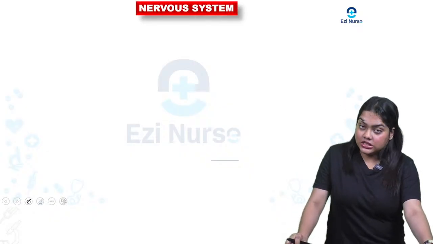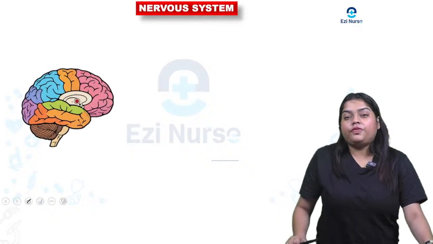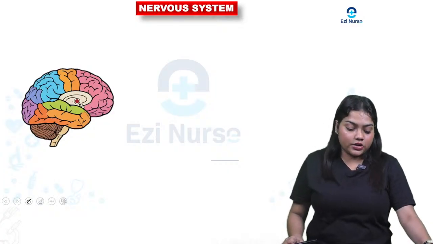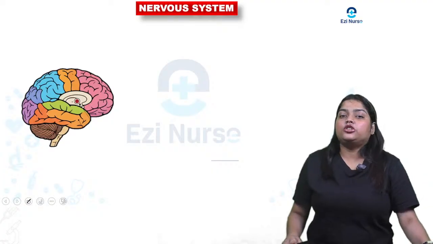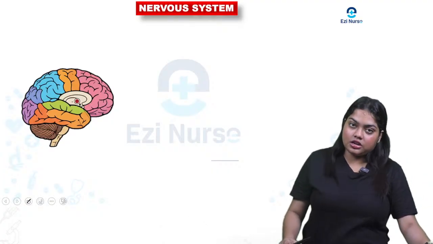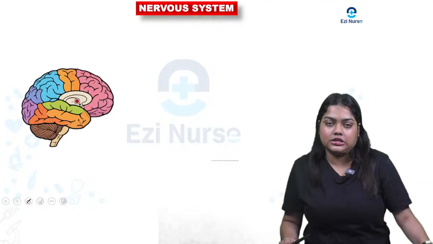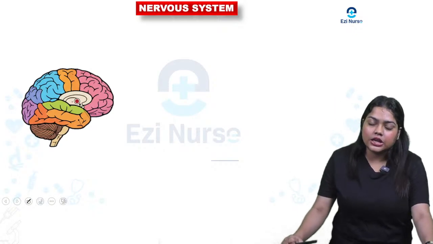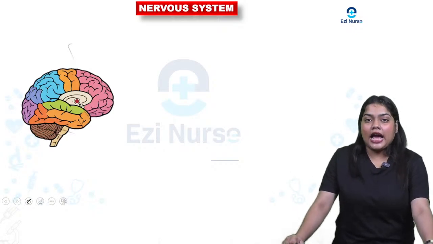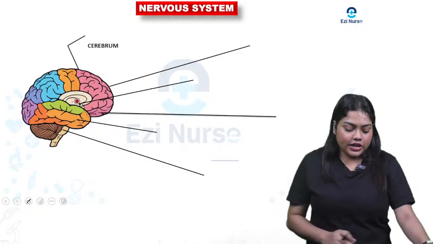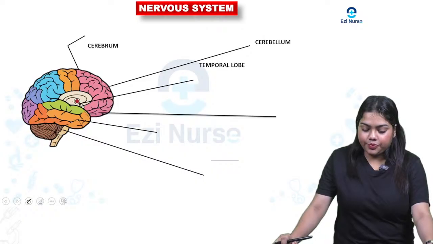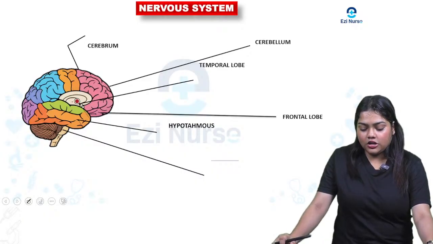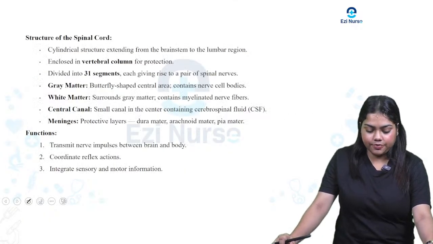The next topic is the nervous system. First we have to know what the parts of the nervous system are. We have two types of nervous system, central nervous system and peripheral nervous system. In the central nervous system, we have brain and spinal cord. The main parts of the brain are cerebrum, cerebellum, temporal lobe, frontal lobe, hypothalamus, brainstem.